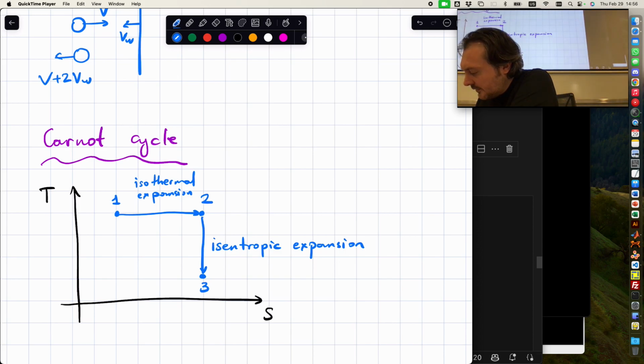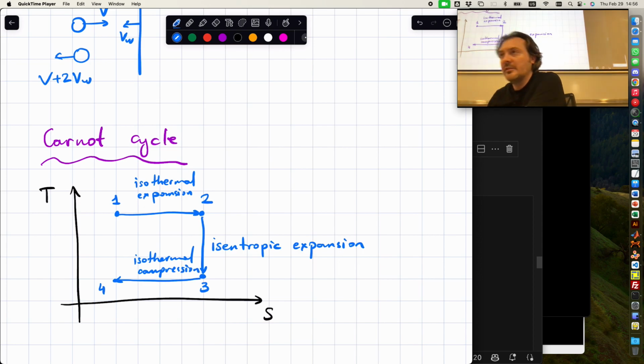Then there is 3 to 4. What is this? Isothermal compression. So how can we simulate it? We are compressing it, but with a colder heat bath there, so we are taking the excess heat out. So we actually don't change any code. We just flip the velocity of the wall, right?